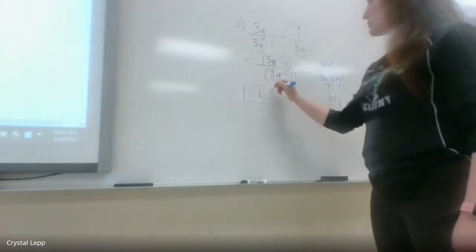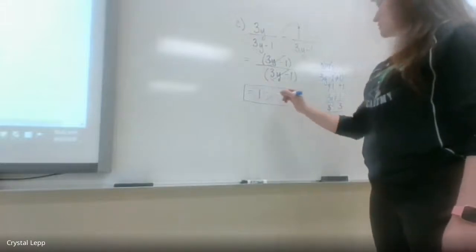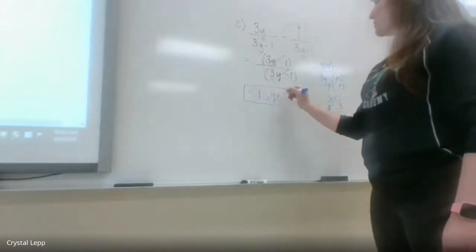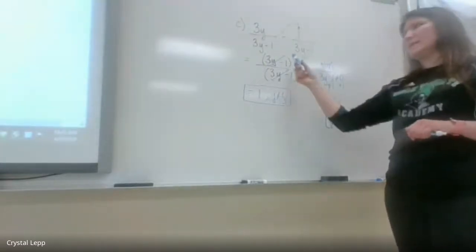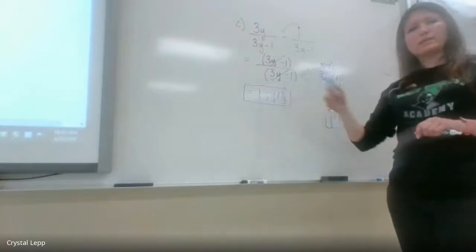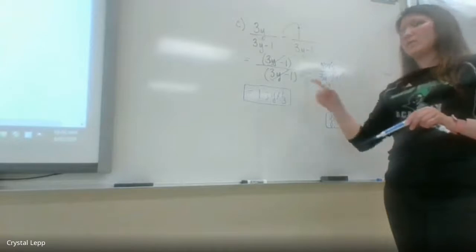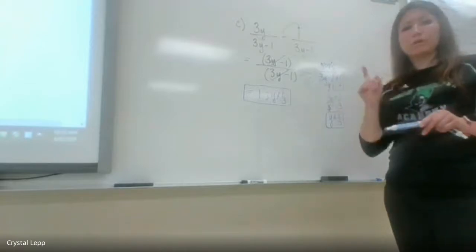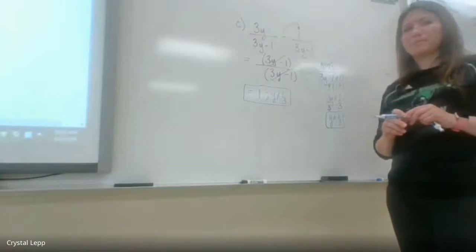Oops, I just messed up. 1, but I have to say, semicolon, y cannot equal 1/3, because I need to state my NPVs before I cancel. So yes, it went away here and I just got a 1, but because it was here at some point, I have to state the non-permissible value for it. I can't just ignore it. So I always have to state NPVs before I cancel. That's a huge, important step. Okay?